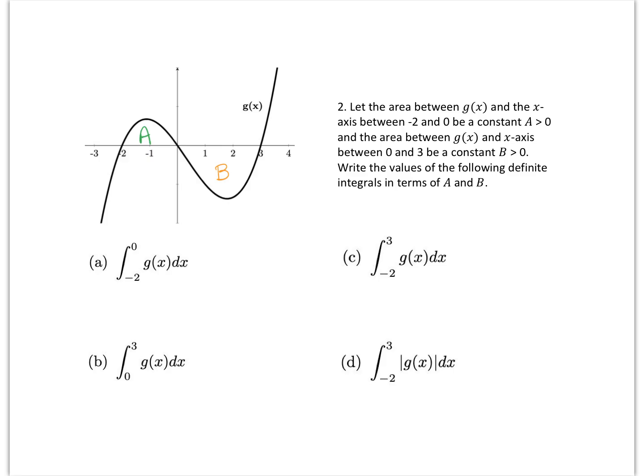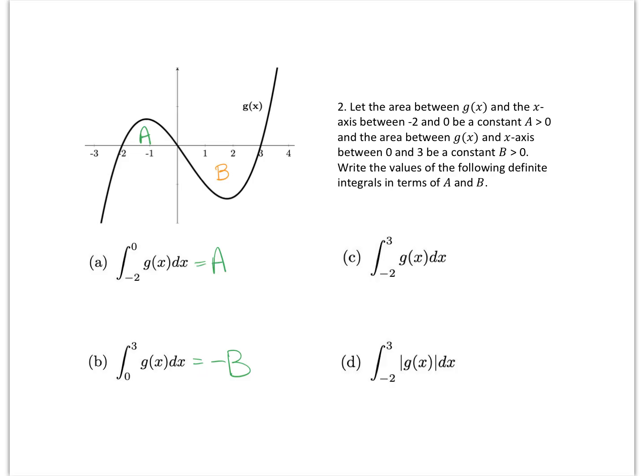Write the values of the following definite integrals in terms of a and b. So the integral from -2 to 0 of g of x dx, that is defined as the area between g of x and the x-axis between -2 and 0. Area above the x-axis is positive, so this is just a. Okay. The integral from 0 to 3 of g of x dx. So that's the area between g of x and the x-axis. But because this is below the x-axis, this is supposed to be negative when we're dealing with an integral. They told us that b is positive, so I'm going to have to take the opposite of b.